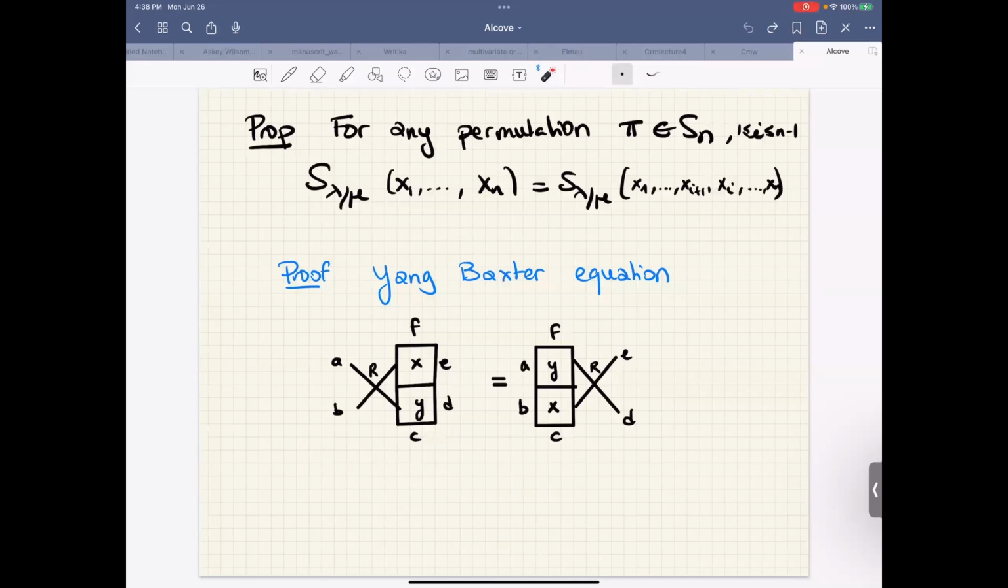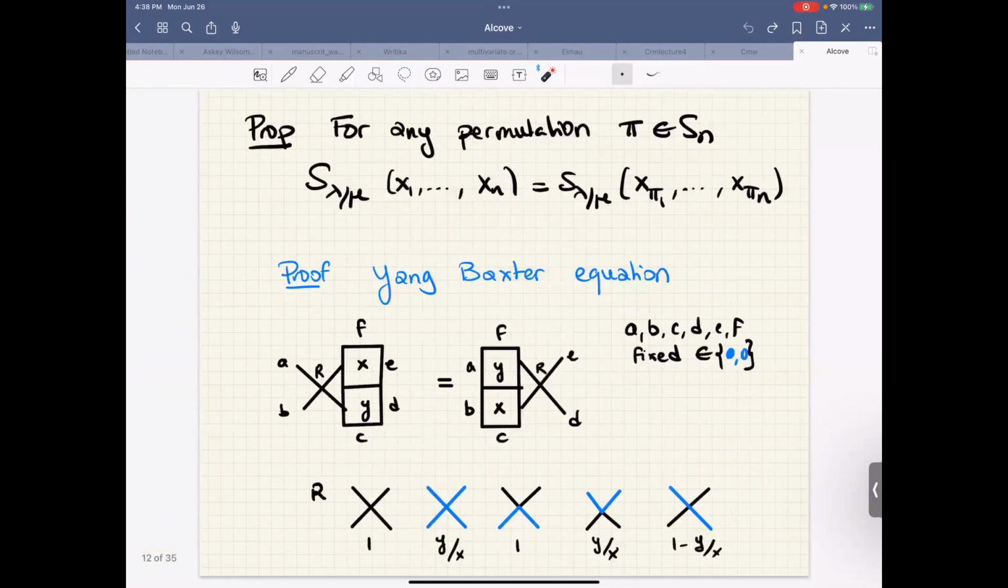It says that if I now take two rows of my vertex model, I can find another five vertex model indexed by a matrix that I call R, and whatever I put outside, if I fix A, B, C, D, E, F to be occupied, to have a particle or not, I can always move the cross to the right. And this R can be written like that. I put its weight, and it's again another five vertex model. So I have five configurations that have non-zero weight.